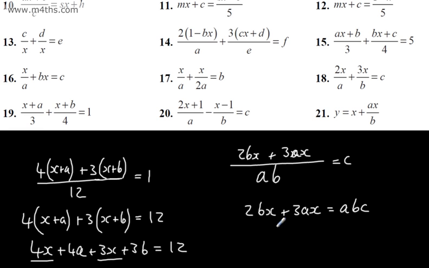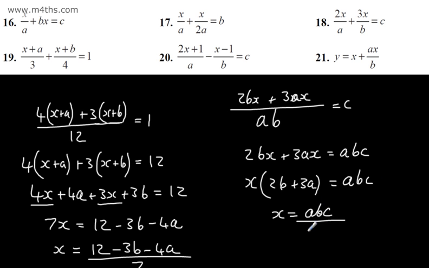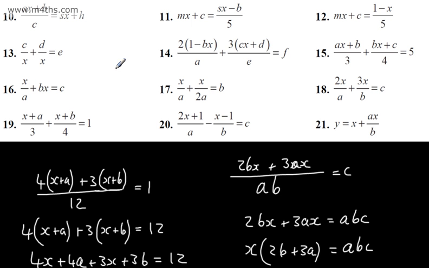Easy as ABC I really want to say at this stage, but quite clearly not. X is common to both of these. X times 2b plus 3a is equal to abc. Dividing both sides by the content of a bracket, abc divided by 2b plus 3a will give us the answer. So that's quite a nice one as well.